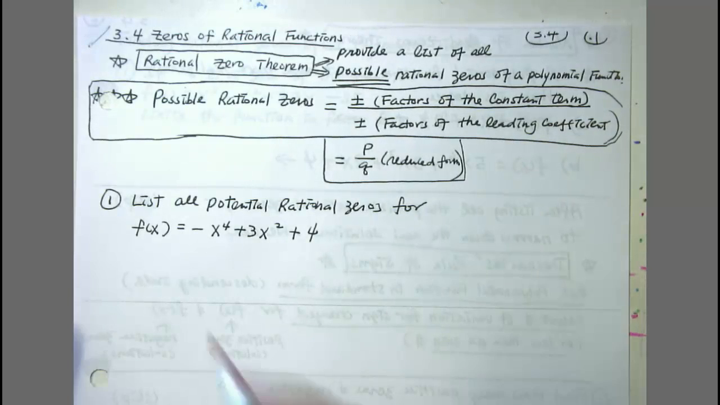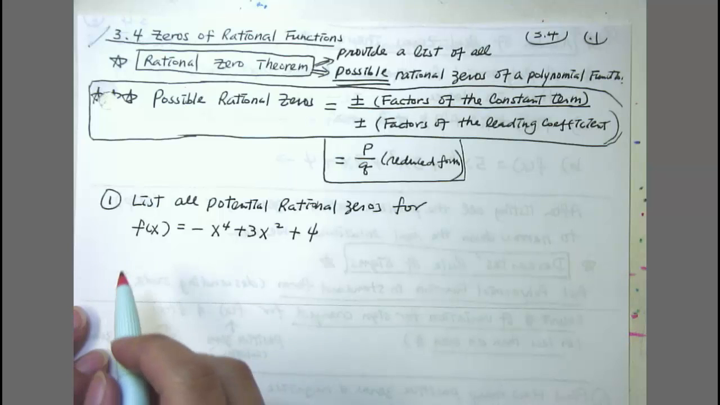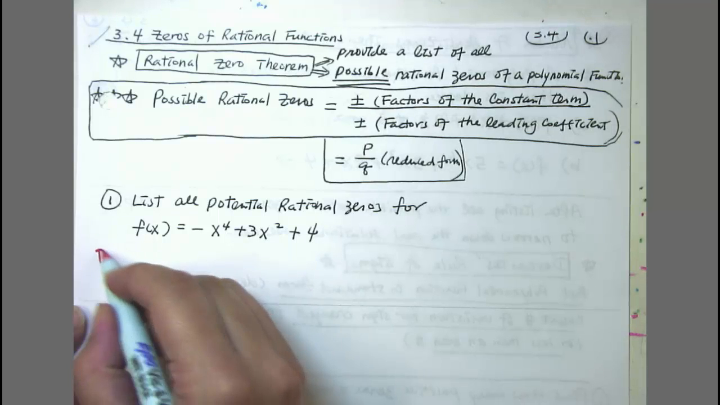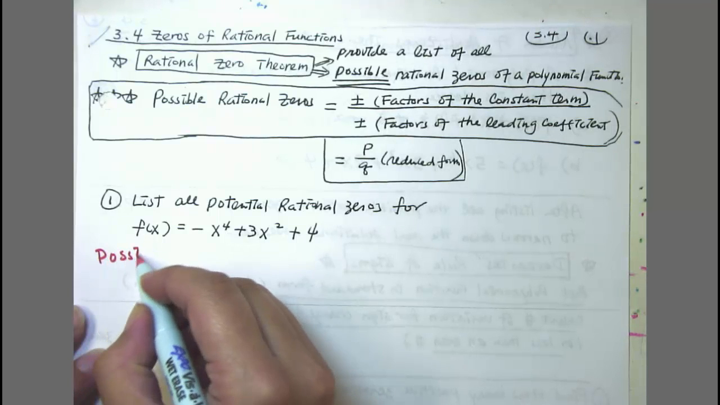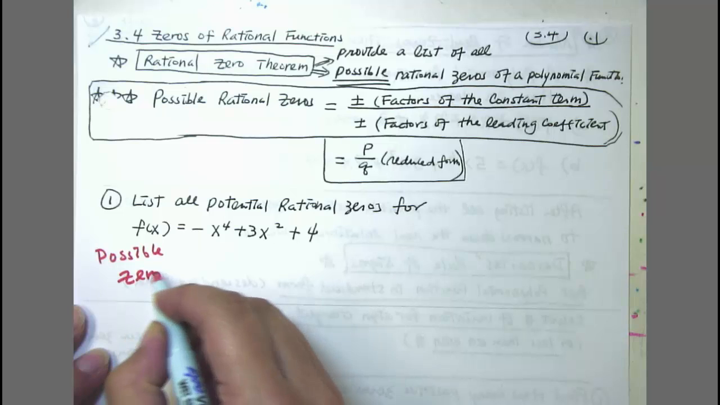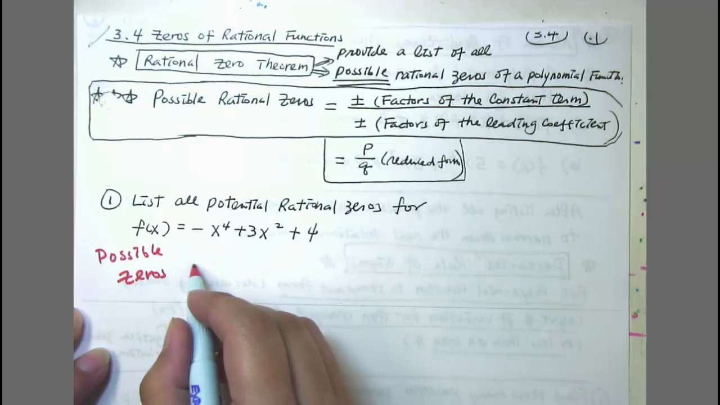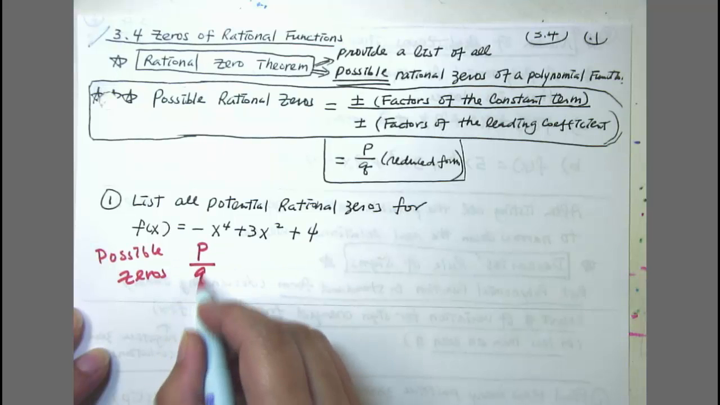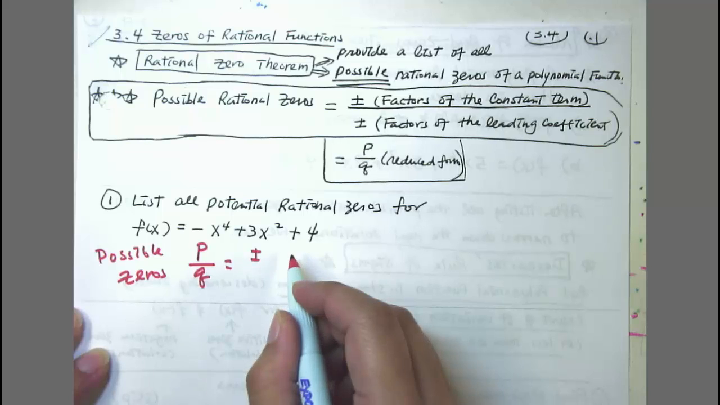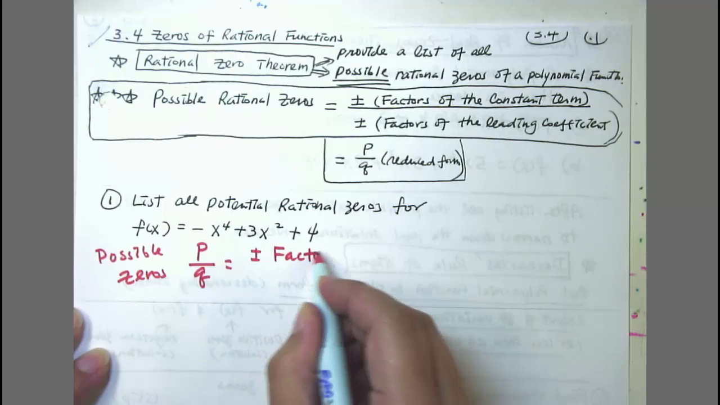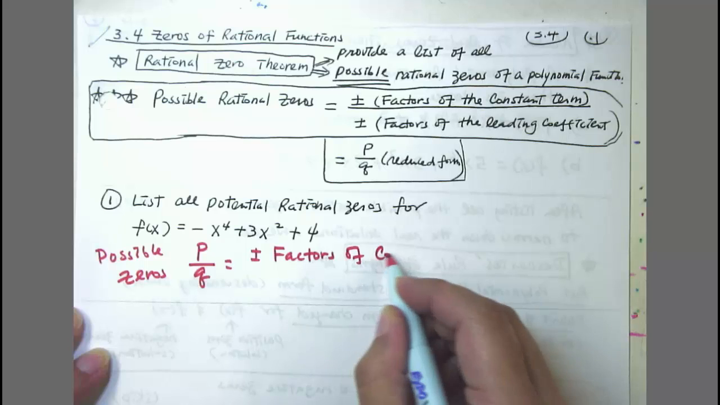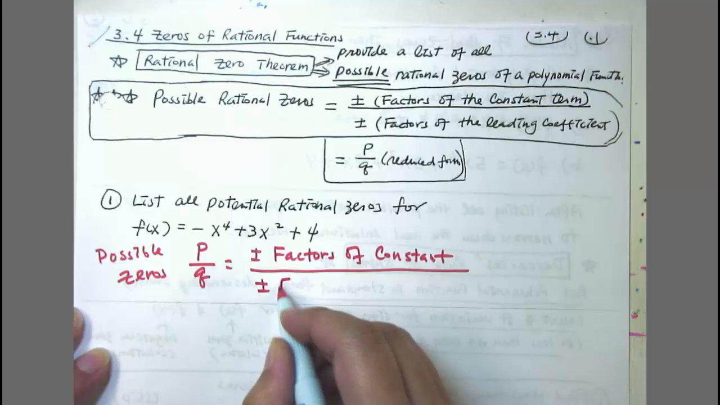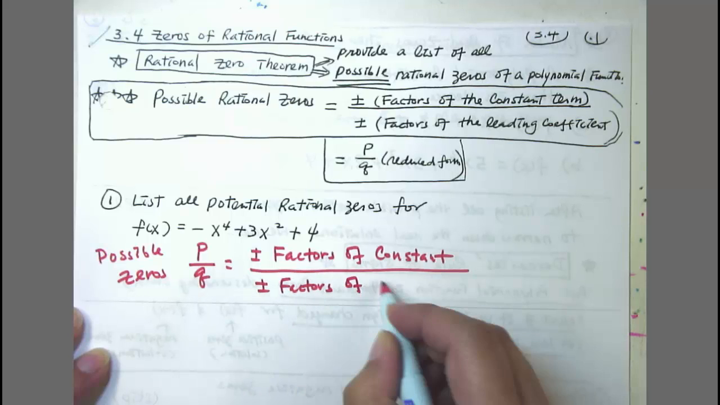So I'm going to rewrite the formula one more time. They say find a list of possible rational zeros, so potential zeros, not the actual ones, just narrow it down to fewer numbers to plug in. So we have P over Q, which is plus minus all the factors of the constant over plus minus all the factors of the leading coefficient.